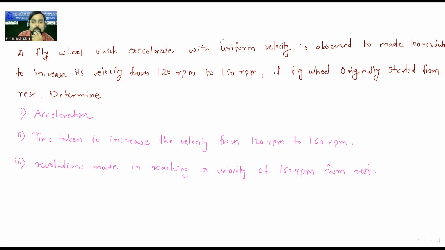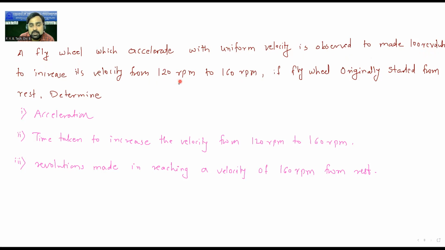Chalo, I will read the problem. Those who have not solved, pay attention over here. A flywheel which accelerates with a uniform velocity is observed to make 100 revolutions. So 100 revolutions are given, meaning if I multiply this 100 by 2 pi, then I will get displacement, angular displacement, theta. To increase its velocity from 120 rpm to 160 rpm.